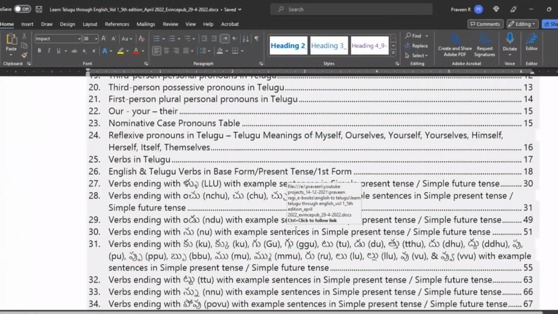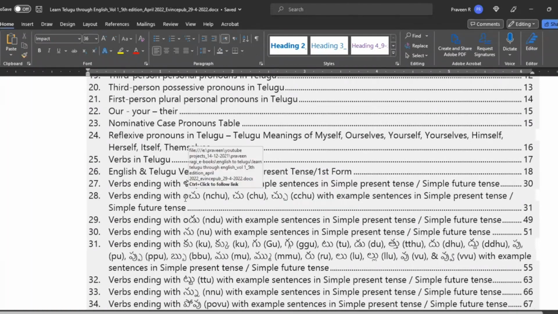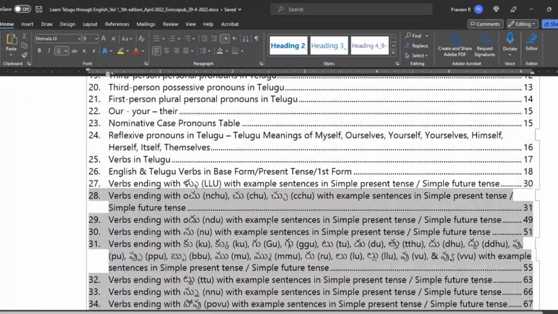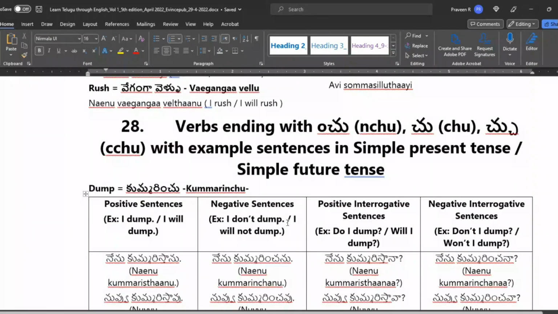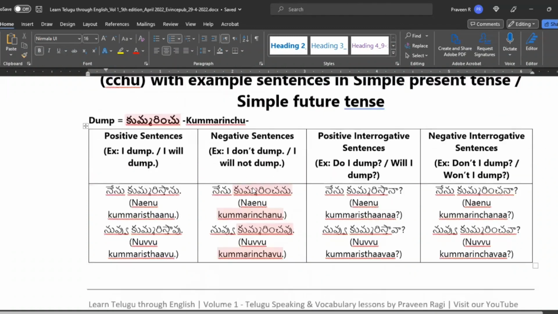Okay. Now let's see. I have grouped a certain number of verbs which are ending with the chu sound. Let's see the example sentences. I took one example, that is dump. Dump means kummarinchu. This word in simple present tense and simple future tense, how it sounds, we see.